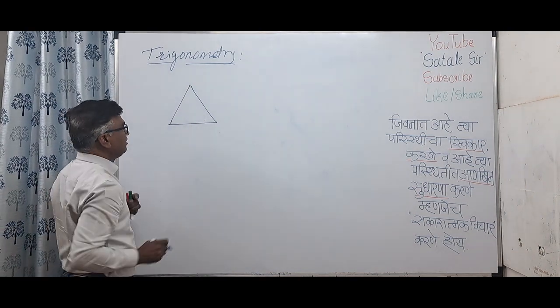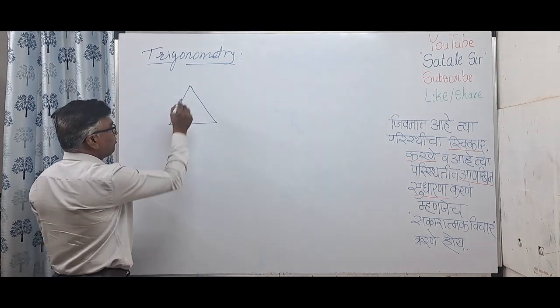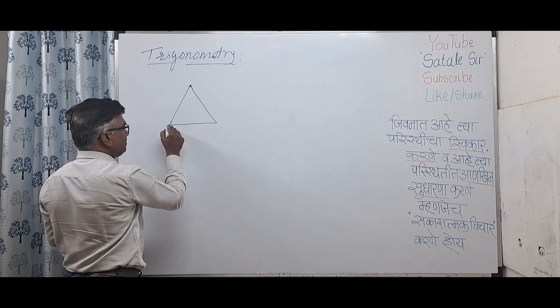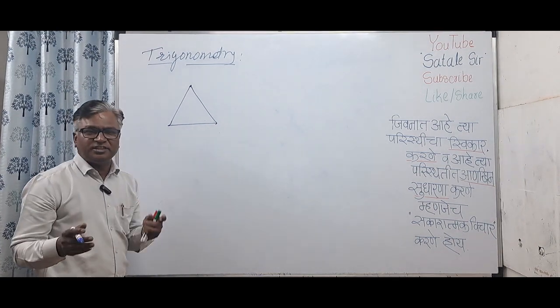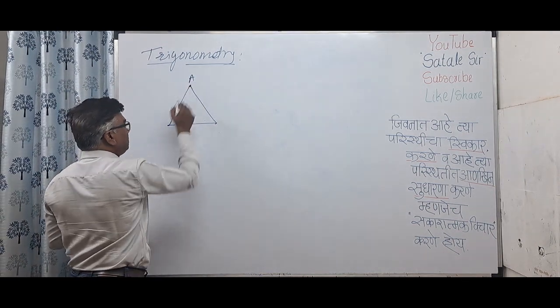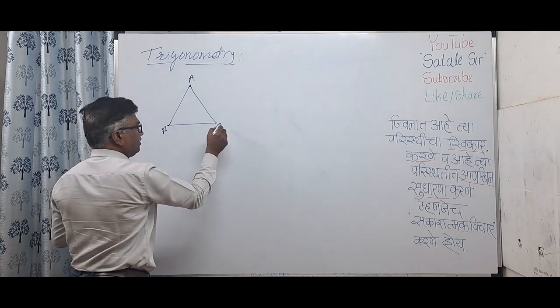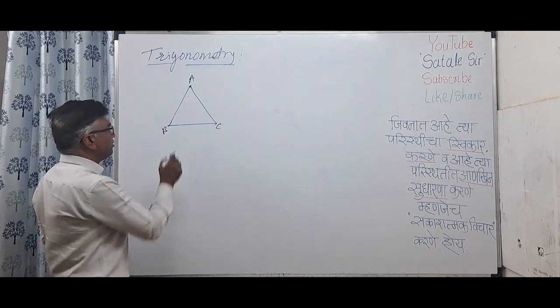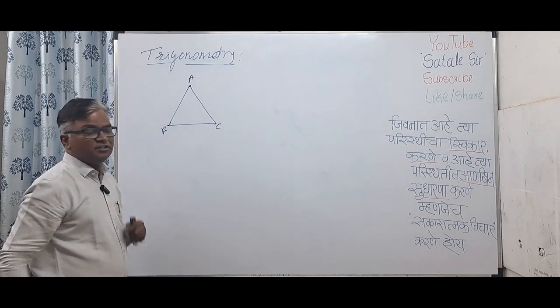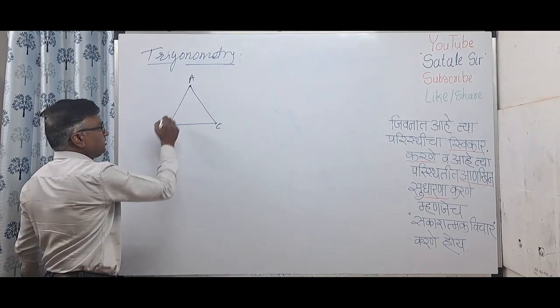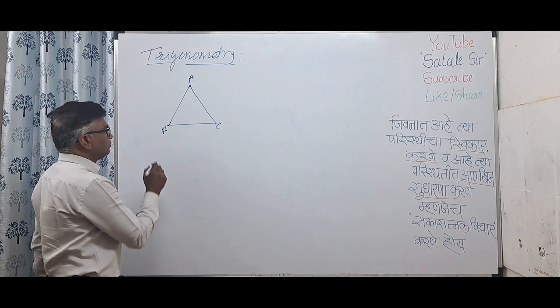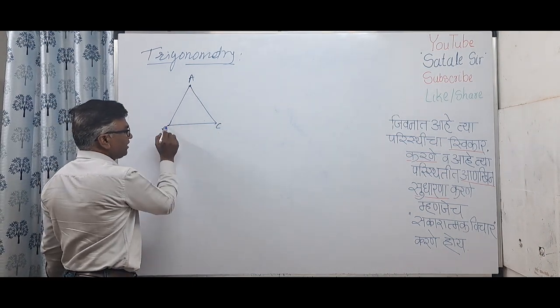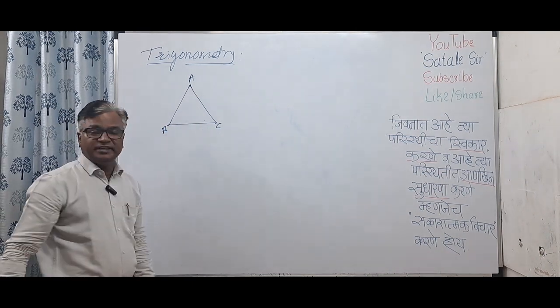So this is a triangle, and obviously this triangle will have three vertices. These vertices are generally named like A, B, C, or P, Q, R, or it can be X, Y, Z, or as per your wish, you can name them. So I have named it as A, B, and C. Now these are called the vertices, and so you will have side AB, side BC, and side AC.